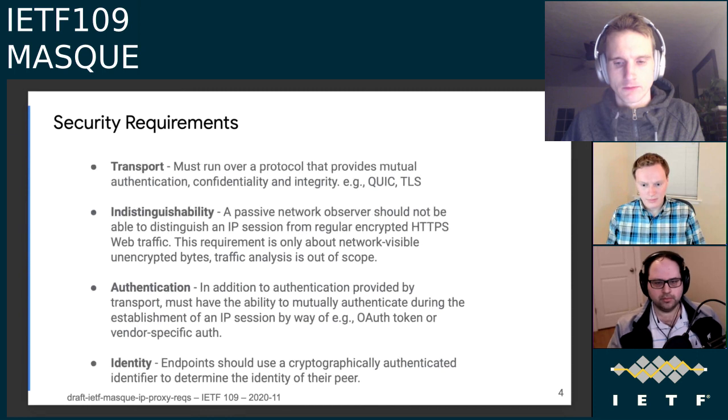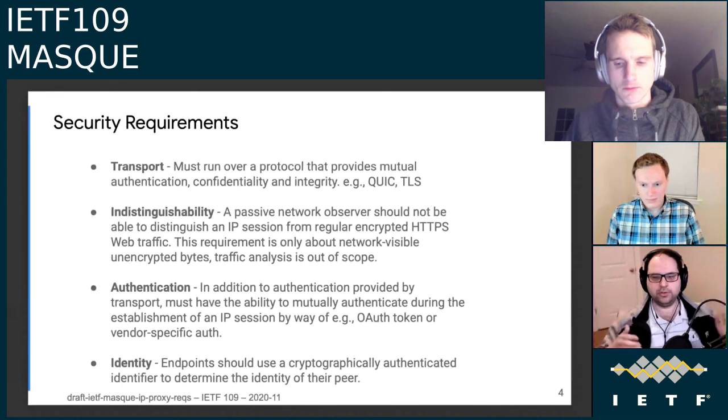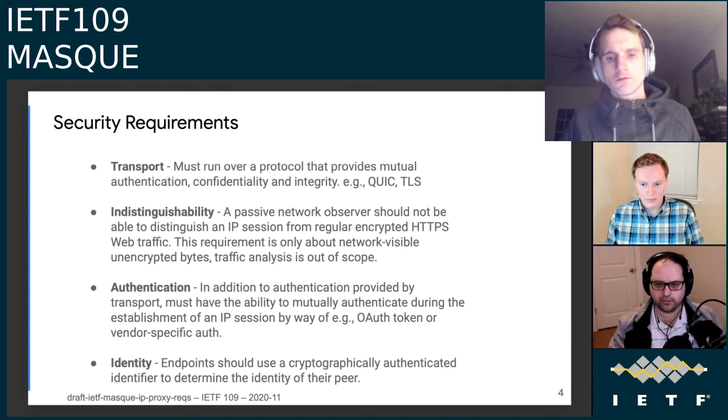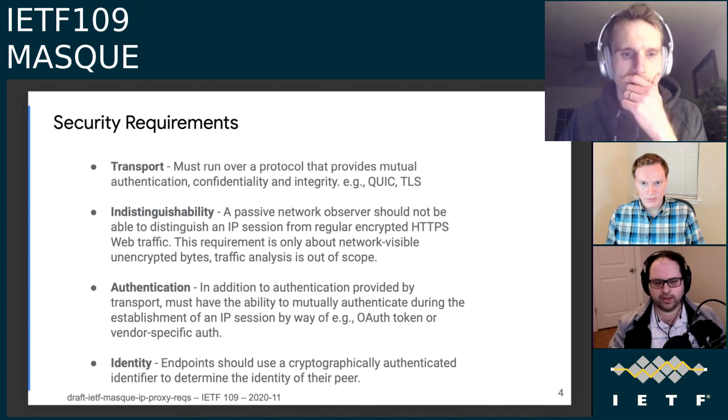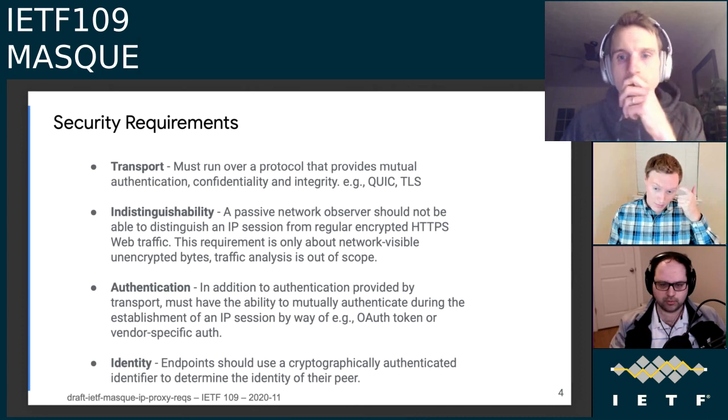So again, unchanged here. We're going to first go over the security requirements. We want whatever we do here to have transport security. So we think that this should only run over something like QUIC or TLS because that provides mutual authentication, confidentiality, integrity. The next thing that we also want is that this traffic should be indistinguishable from regular HTTPS web traffic. This only really applies to network visible unencrypted bytes. We're not considering traffic analysis in scope for this requirement.